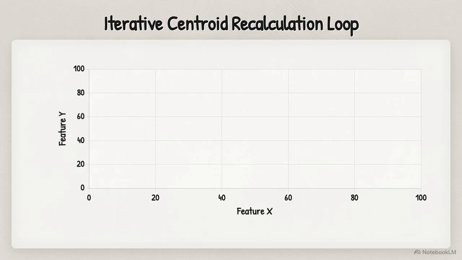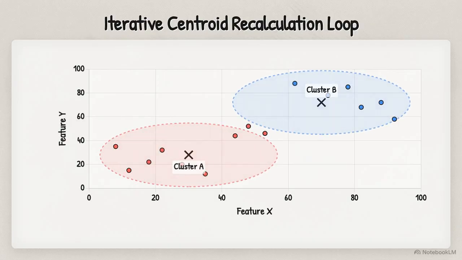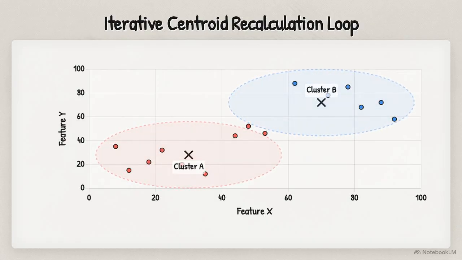To improve the accuracy, the algorithm enters a recalculation phase. Each centroid abandons its starting point and recalculates its position to sit at the exact mathematical mean of all the points currently assigned to it. By moving to the center of the grouping, the centroid minimizes the distance between itself and the points in its cluster, fulfilling the rule of maximizing intra-cluster similarity.